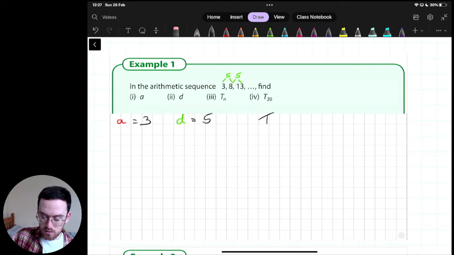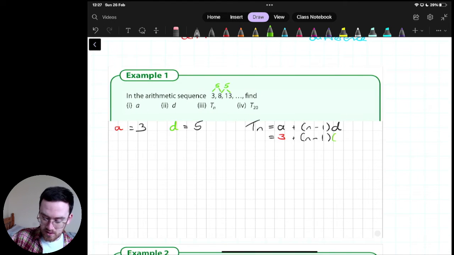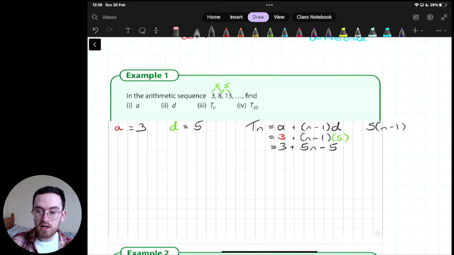To find Tn, we'll use that formula: A plus n minus 1 d, where A is the first term, which we've already said is 3, n minus 1 we have there, and D is the common difference, which is 5. Following through, 3 plus 5 times n minus 1. So we're multiplying by that 5, even though it's at the end instead of where we're used to it. That's okay, we can still multiply it out in the same way. Then tidying up a little bit, putting the n first, 5n minus 2.